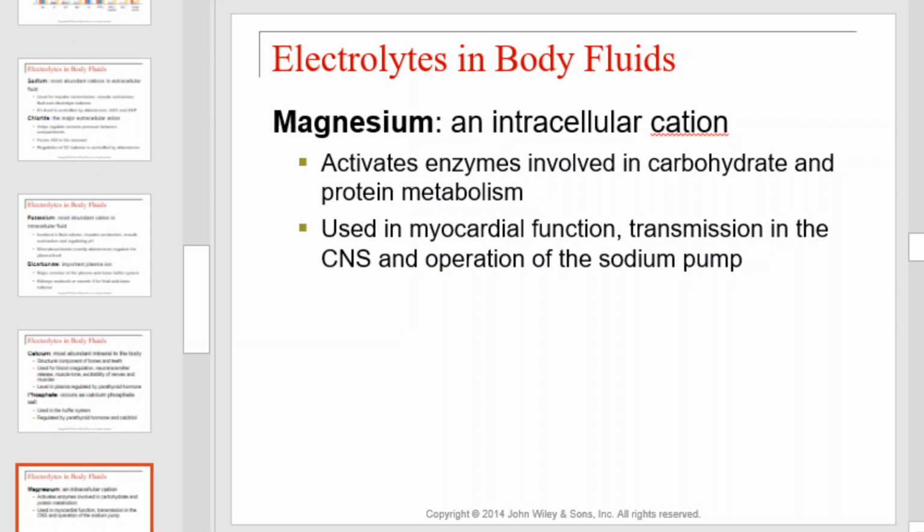Magnesium is an intracellular cation. It activates enzymes involved in carbohydrate and protein metabolism. It's used in myocardial function, transmission in the central nervous system, and the operation of the sodium pump.